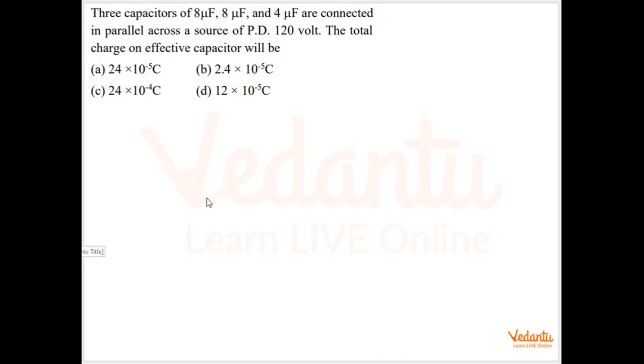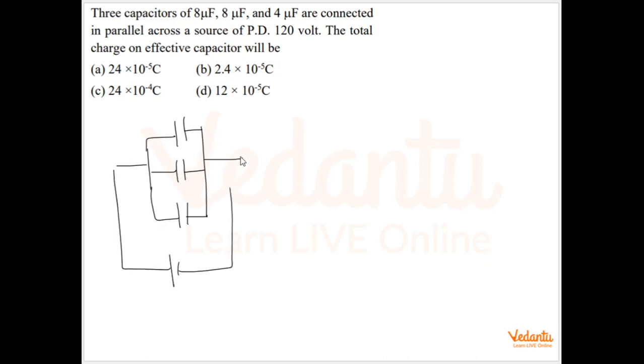here three capacitors 8, 8 and 4 are connected in parallel across a potential difference of 120 volts. The total charge on the effective capacitor will be what? So beta, I will connect 3 capacitor 8, 8 and 4 in parallel to what battery beta? To a 120 volt battery. 8, 8 and 4. 120 volts battery. So what will be the equivalent capacitance? That will just be 8 plus 8 plus 4. That will just be 20 microfarads.